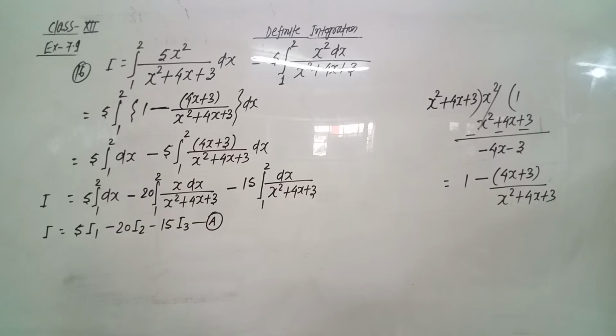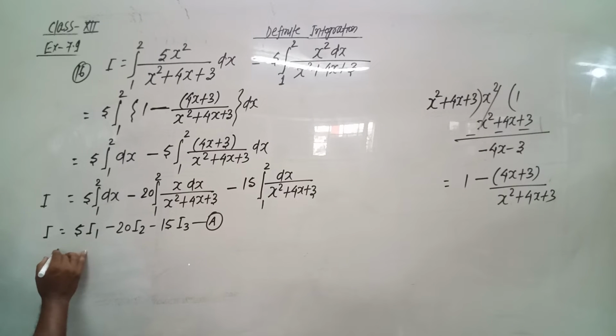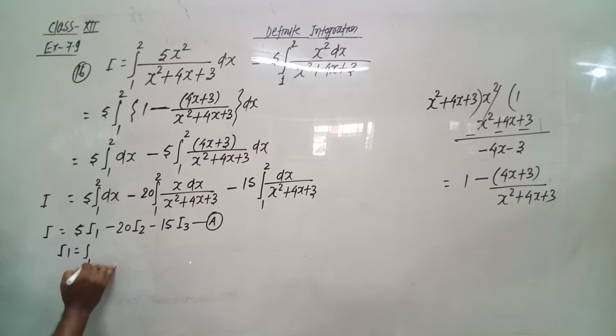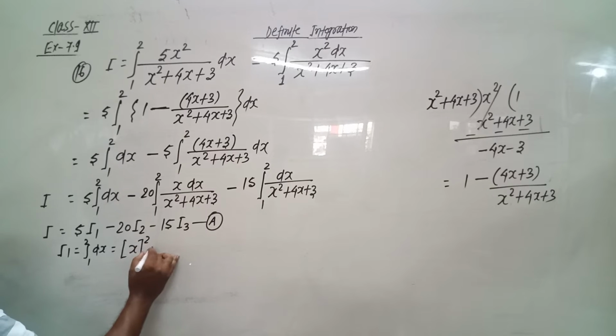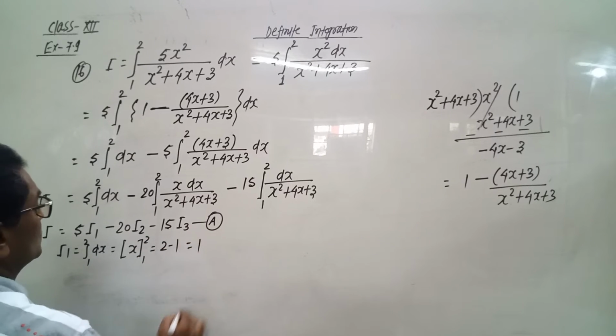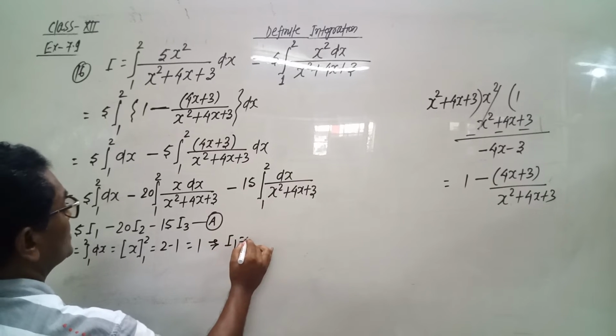Now separately we find the values of I1, I2 and I3, and then we put them in equation 8. So I1 is integration of 1 to 2 dx, and integration of dx is x, limit 1 to 2. We put the limits: 2 minus 1 equals 1. So we get the value of I1 equals 1.